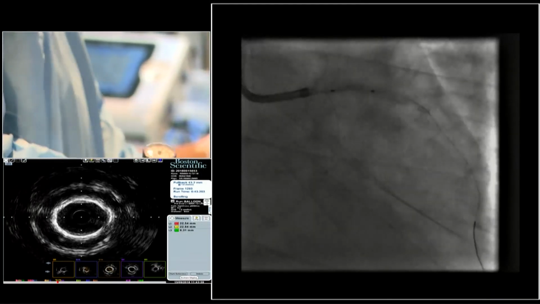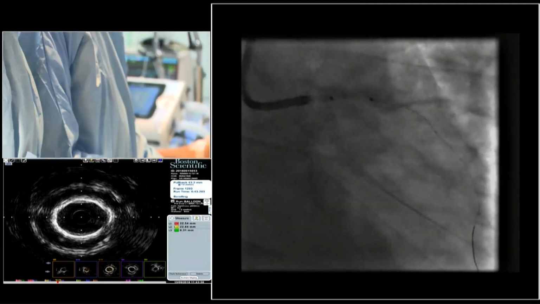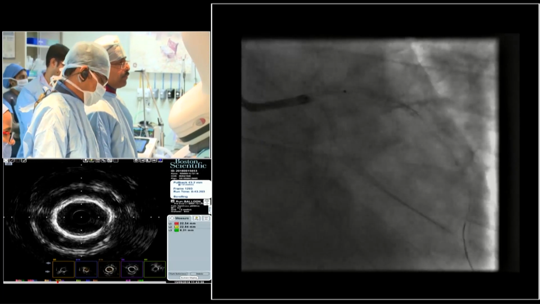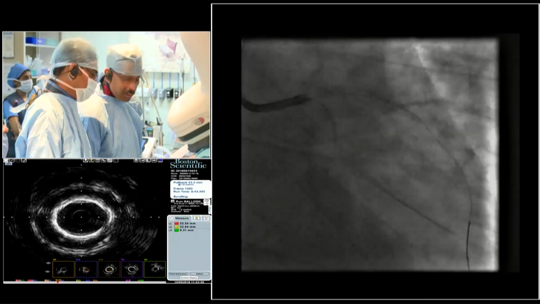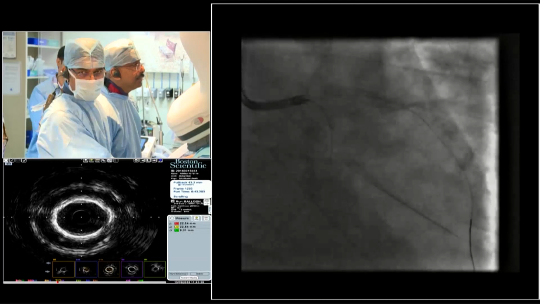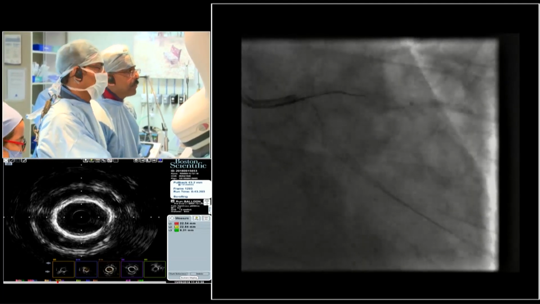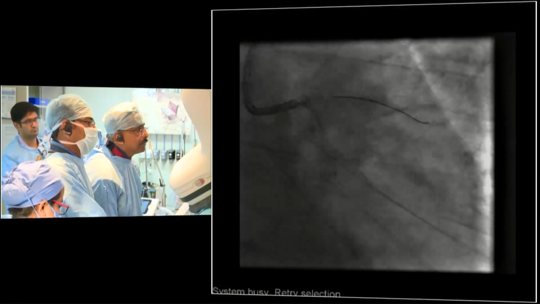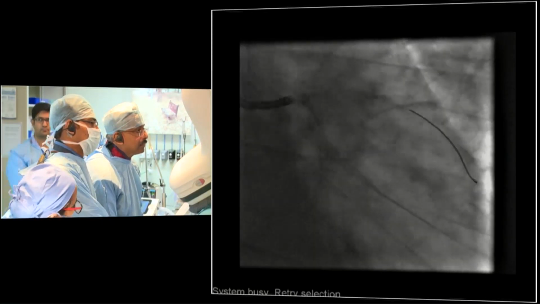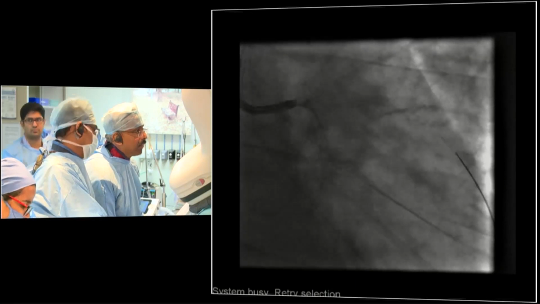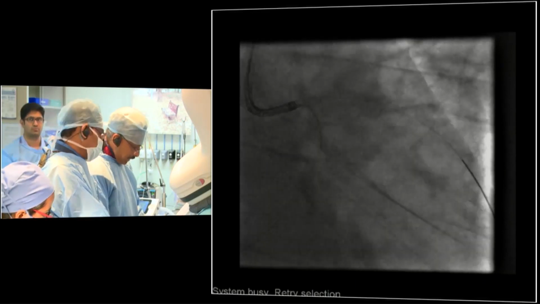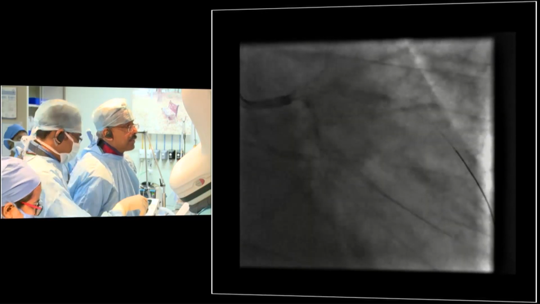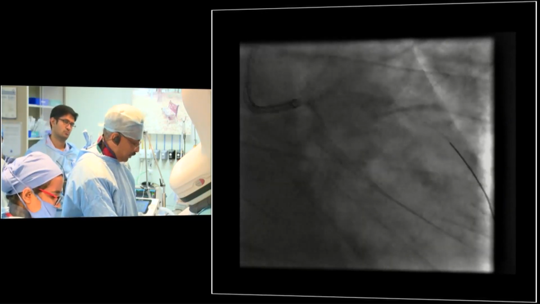Ajit sir, how much is the cost of the balloon? I'm not so sure, I'm sorry. I'll just check with Mr. Devi. What is the cost of this balloon? What is the cost, Ravi? 38,000.